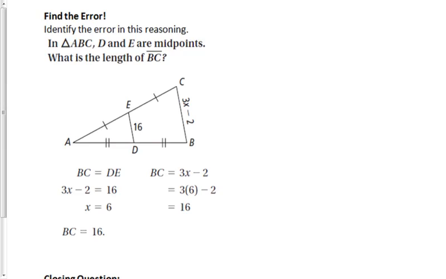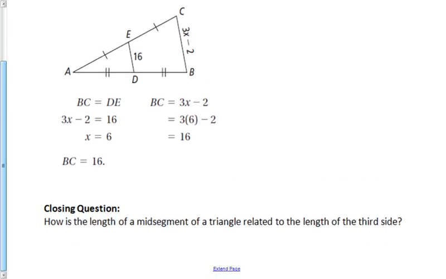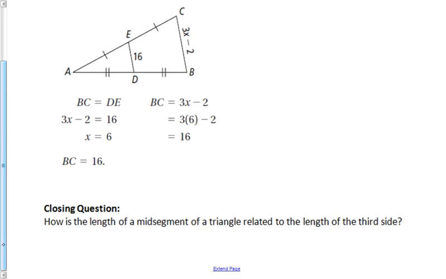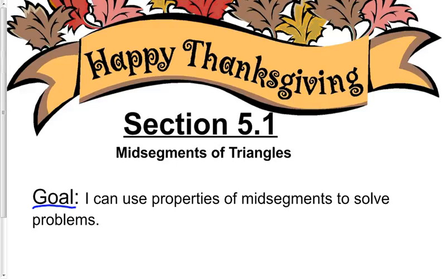So I do have a closing question here. You can look at finding the error here, sorry. And then the closing question says, how is the length of a midsegment of a triangle related to the length of the third side? And that's a key part, a really big part of what we were learning today. And going back to our goal, I can use the properties of midsegments to solve problems. Remember those two properties: the midsegment is parallel to the third side, and also half the length.